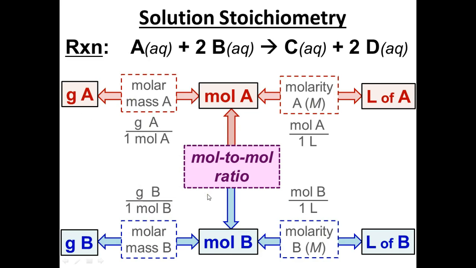So let's say we start out with grams of A. We can convert to moles using molar mass. We divide by grams because we want them to cancel out, so we invert this fraction. And then we get to moles. From moles, you can pretty much go anywhere. Once you reach moles, you're home free, because from moles you can go to grams of A, liters of A, or you can go from moles of A to moles of B using the mole to mole ratio. And then once you're at moles of B, you can convert to either grams or liters, depending on whether you want to use molar mass or molarity.